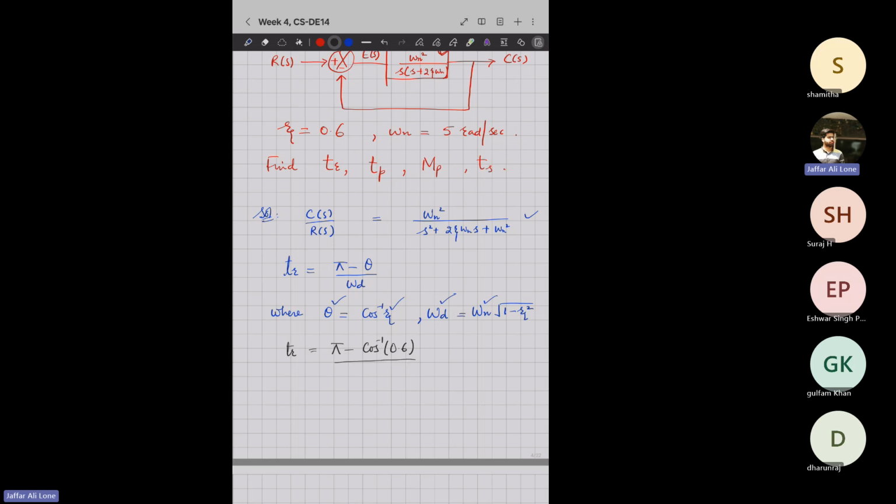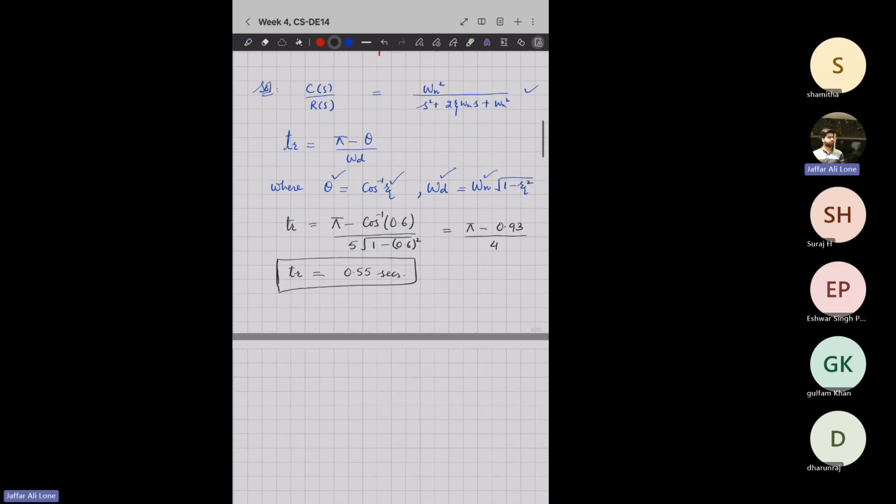Then omega d will be omega n, which is 5, into square root of 1 minus 0.6 square. If you solve it, you'll get pi minus theta as 0.93 radians, and omega d will be 4. Finally, you solve it and you will get 0.55 seconds. This will be your rise time. You have to remember this formula, otherwise you should know the derivation.